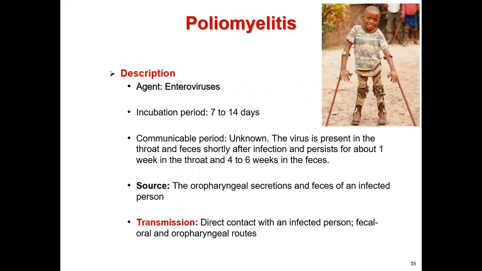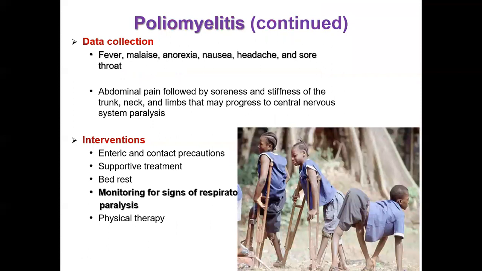The next disease is called poliomyelitis. The organism name is enteroviruses. Incubation period is 7 to 14 days. The source is oropharyngeal secretions and feces of an infected person. How is it transmitted? Direct contact with an infected person, or the fecal-oral or oropharyngeal route, which is also a source of infection.